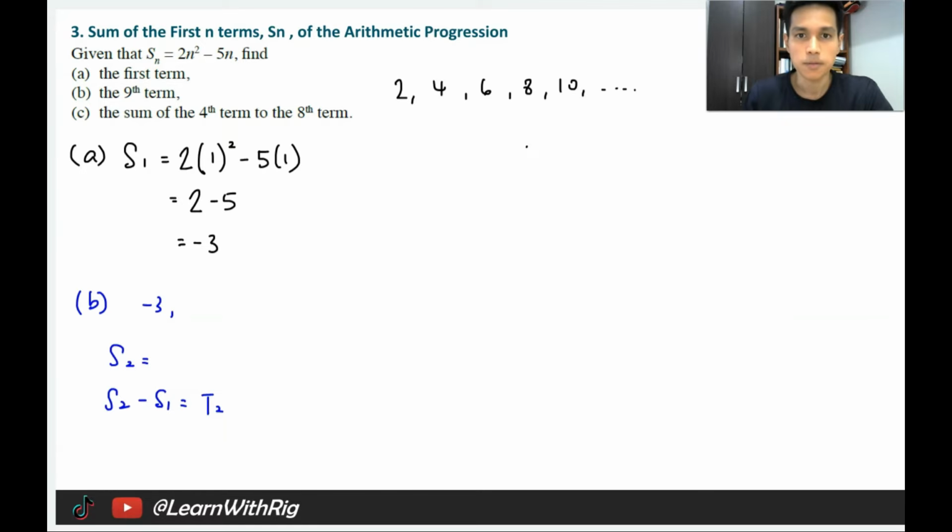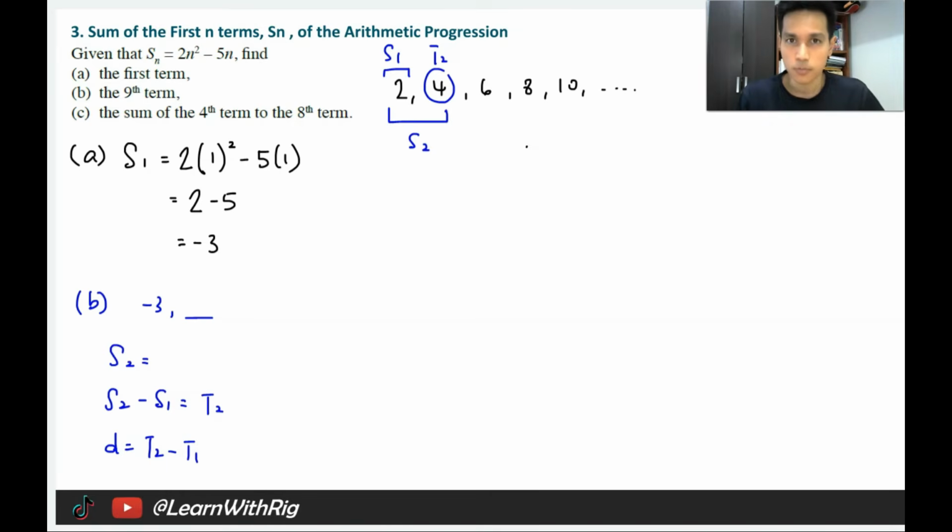Okay, remember, when you find S2, which is the sum of the first two terms, minus the sum of the first term, you should get your T2 value. Okay, make sense? So that's how you get your T2 value. Once you get your T2 value, you can find your common difference, T2 minus T1. So this is actually a very long process. I don't want to do this. Why? Because there's an easier way.